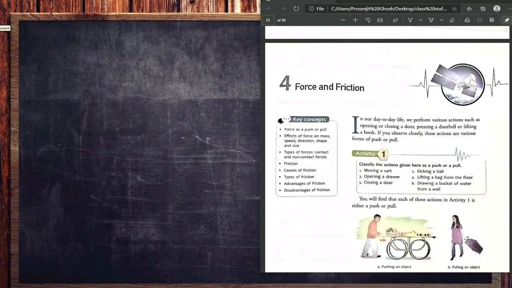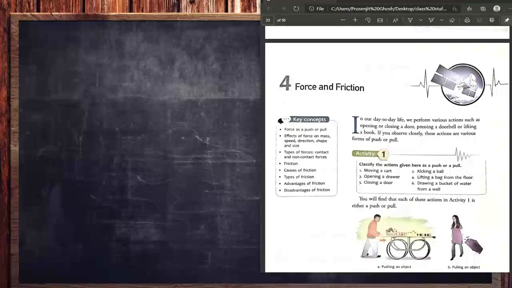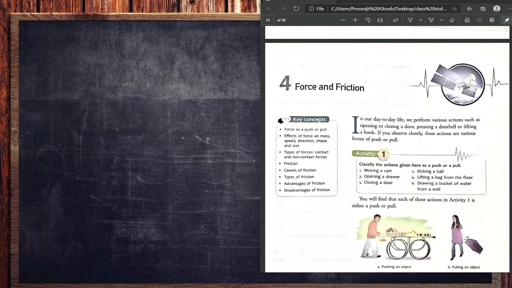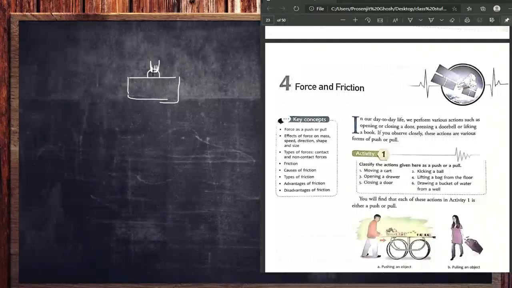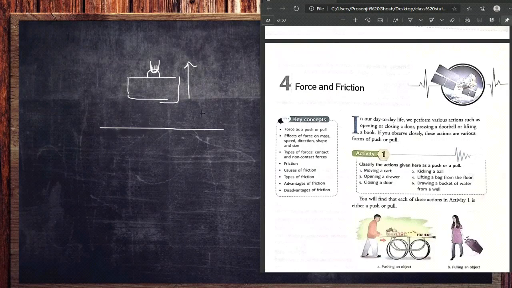So we are back with the chapter force and friction. Today we are going to discuss the force. What is force? Daily life gives us various examples of force. Suppose you are carrying some luggage or a bag. You are applying a force on it. You applied some force upward, that is why you lift it up from the ground.